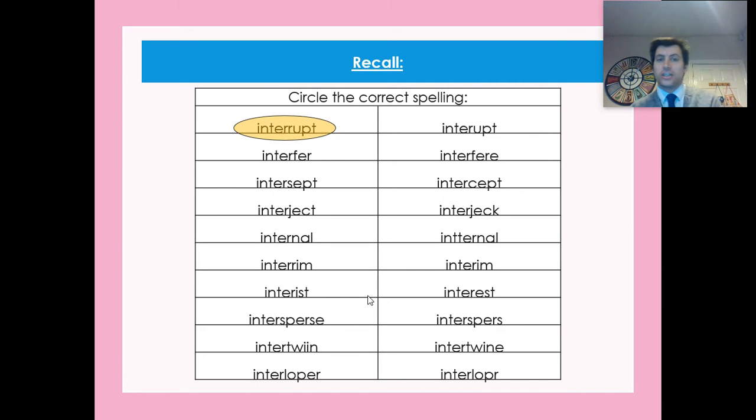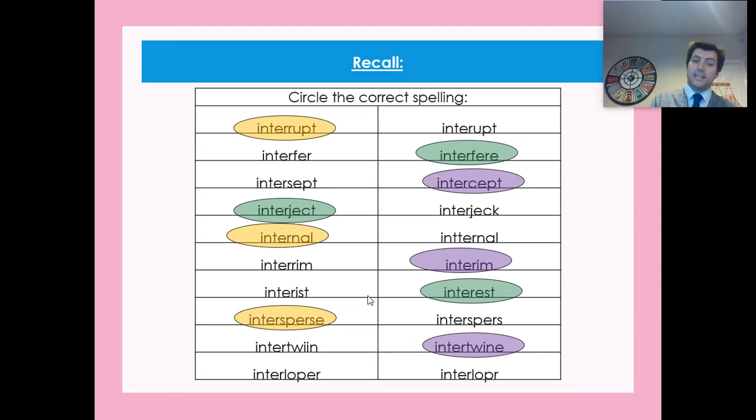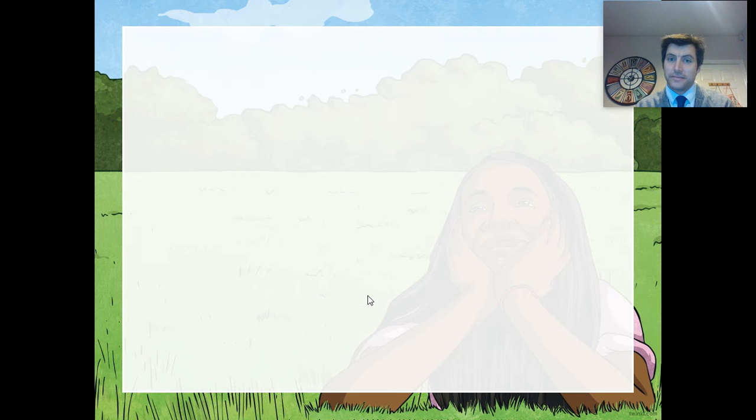Okay, so interrupt has 2 R's. Interfere ends in an E. Intercept has a C, not an S. Interject ends in a T. Internal has 1 T. Interim has 1 R. Interest has an E rather than an I after the R. Intersperse ends in an E. Intertwine also ends in an E and a single I, not a double I. And interloper has an ER suffix at the end.